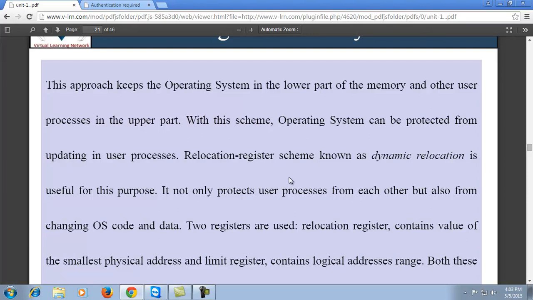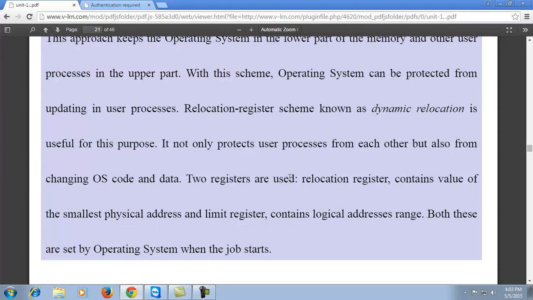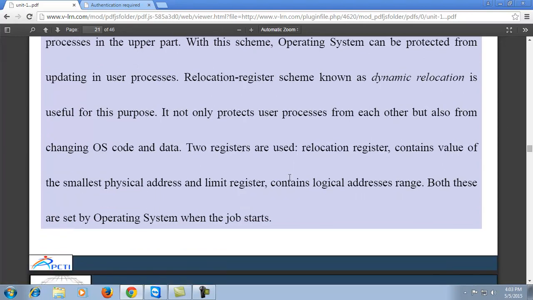By these ranges and slots we can identify how much space we have, how much space is allocated, and how much space is remaining for further allocations. Both of these are set by the operating system when the job starts, when the execution starts.